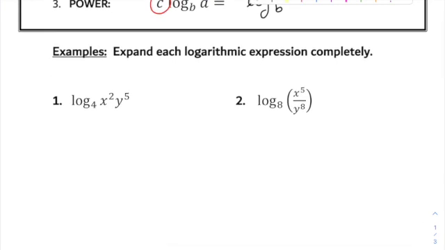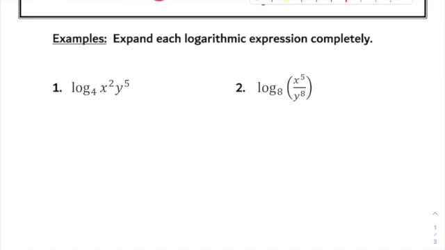A couple of simple examples, and then I've got some tougher ones to show you the full range of difficulty. We're going to expand each log completely. First things first, how many logs am I going to expand this to? Well, on the inside, I've got x squared y to the fifth. So I'm going to make 2 logs, one for each of those quantities. This is going to be log base 4 of x squared, and since that's being multiplied by y to the fifth, I'm going to make this plus log base 4 of the other quantity, log y to the fifth.